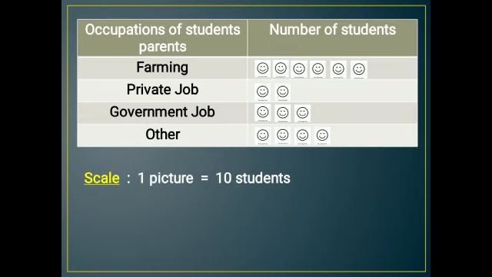Then government job, how many students? 30 students. We take one smiley as 10 students, so 30 means we will draw only 3 smileys. And other occupation, how much? 40 students. So what will we do? We will draw only 4 smileys. Understood? Because 10 fours are 40. So this way in this chapter we have to draw the table, that is the information which is given, and convert that information into a pictograph.